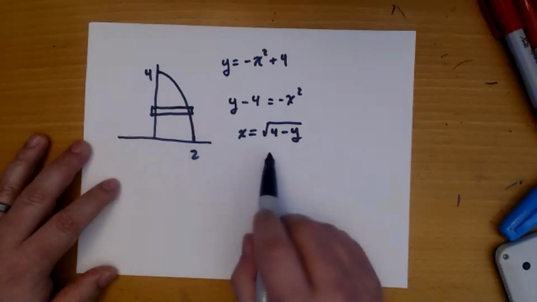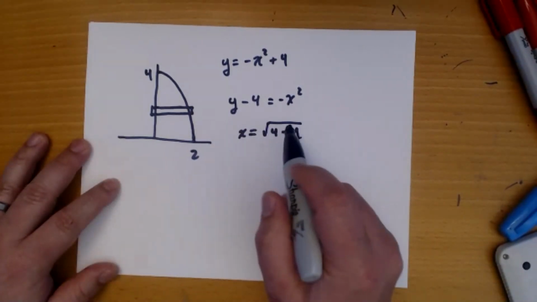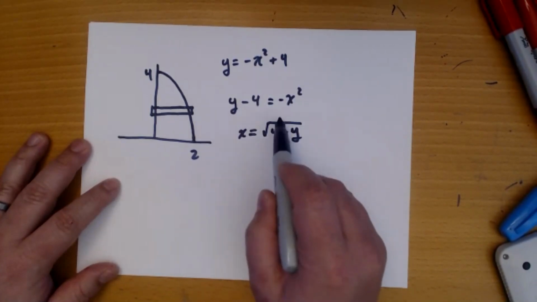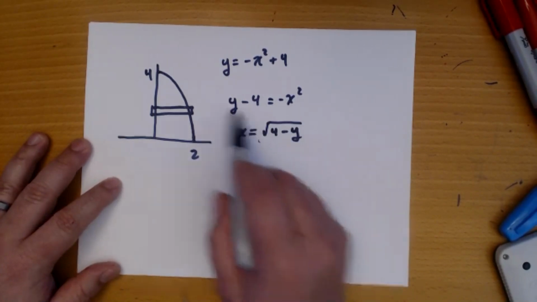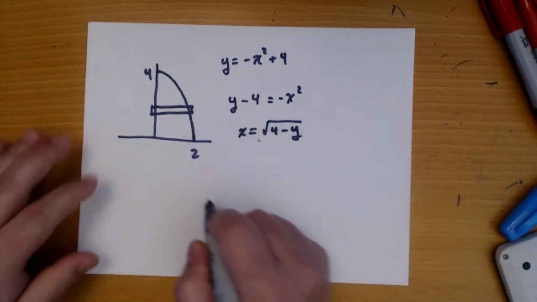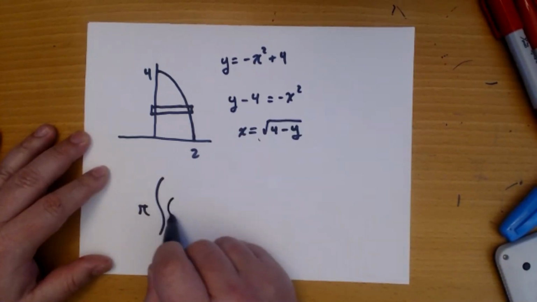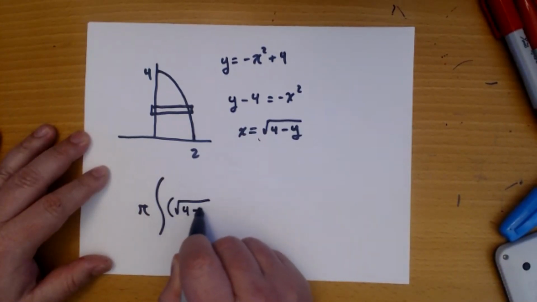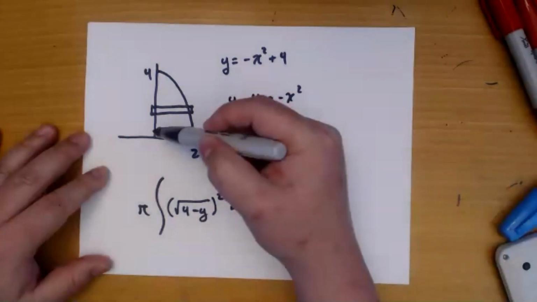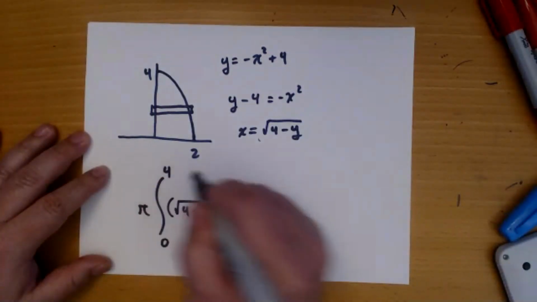Okay, so if I were to take the square root, sorry, I lost my recording there for a minute. Once I solve for x and take that square root, you would get a plus and a minus, but we're only interested in this part, so I'm just going to take the plus part. Now, again, it's pi times my function squared, dy, because I'm going to go from here up to there. So my bounds are now 0 to 4.